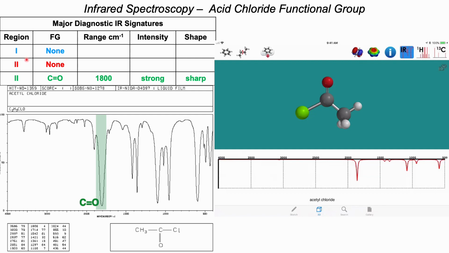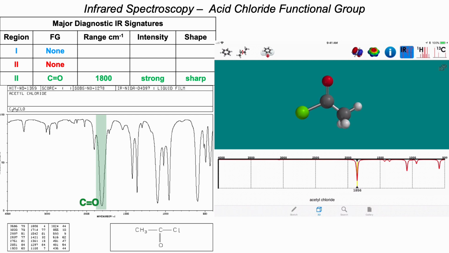So in regions 1 and 2 we see nothing. Region 3 of the carbonyl is usually at 1800 exactly for an acid chloride. Again, it doesn't really matter what is bonded here at the alpha carbon. The COCl elements of the acid chloride typically are at 1800. So let's look at this. So there's your carbonyl stretching.